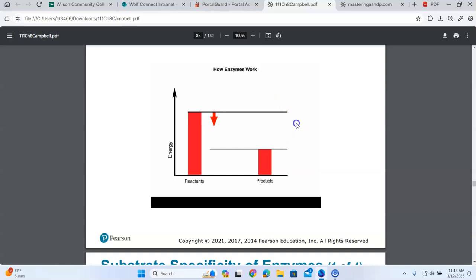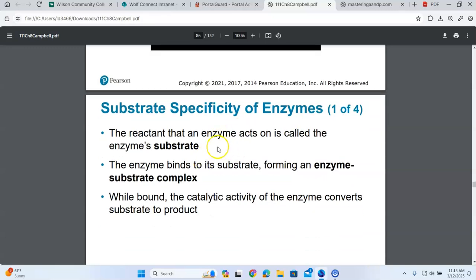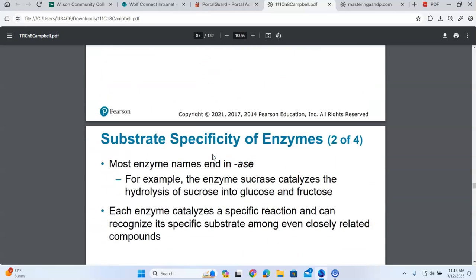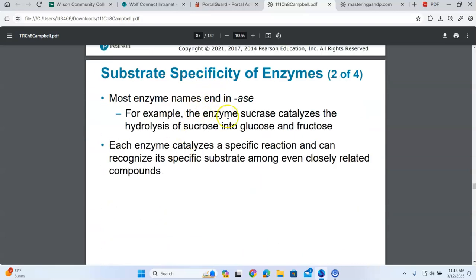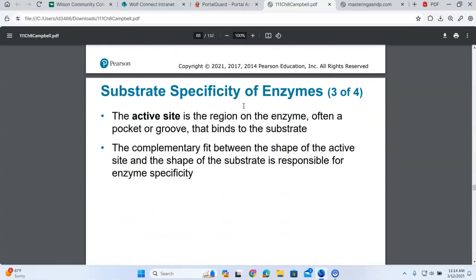There's an animation on how enzymes work in slide 85. And here are some definitions you'll need to know. The substrate is the reactant. Okay, so if we go back to the reaction with sucrose, sucrose was the substrate, and then the products were glucose and fructose. Most enzyme names end in -ase, A-S-E, like sucrase. And the active site is the region on the enzyme where the substrate binds, where the reactant binds.